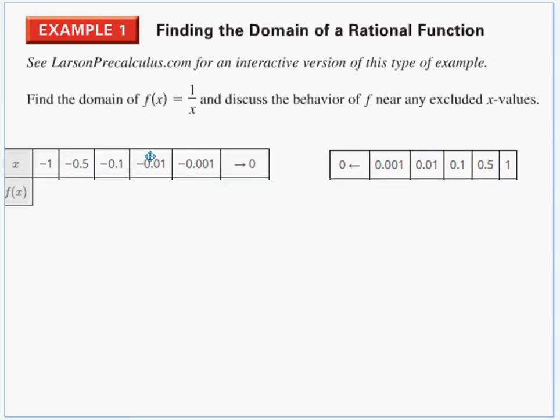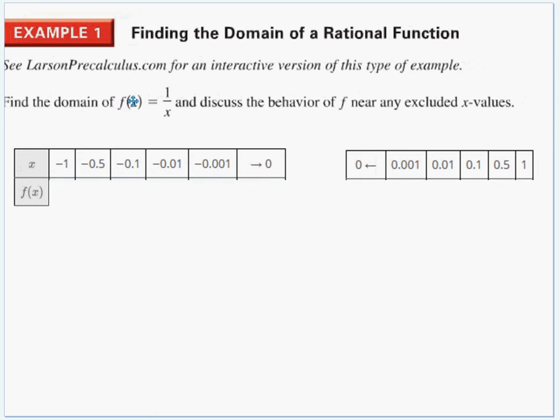So here in example 1, it says find the domain of this function, 1 divided by x. Discuss the behavior near any critical excluded x values. Well, our function is 1 over x. We don't ever want the denominator to equal 0, so we would just set our denominator x not equal to 0. That's a naughty number. We can't plug 0 in directly, but we can use a TI-89 in a table to see what happens as we get close to that value.